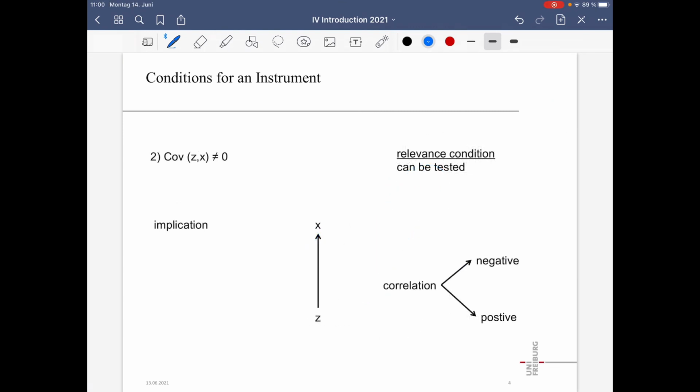A second condition for an instrument is that there is a relationship between the endogenous variable and the instrument, which can be tested. You could have either a positive or a negative correlation between the instrument and the endogenous variable. Let's say the endogenous variable is education. Then you need an instrument that might influence education positively or negatively. We'll see a couple of examples for that. For example, proximity to college could be an instrument that is positively or negatively correlated with the years of schooling.